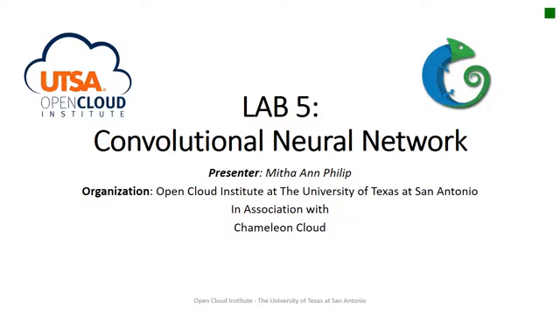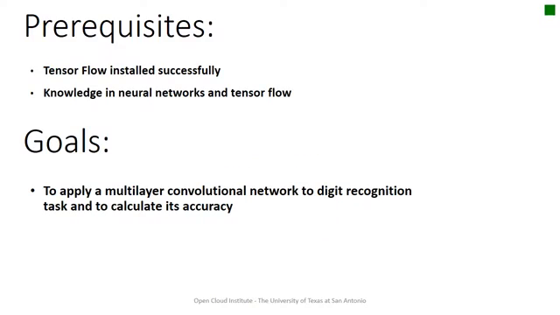Lab 5, Convolutional Neural Network. In this lab, we will be applying a multi-layer convolutional neural network to digit recognition task, and we'll be calculating the accuracy of recognition as well.